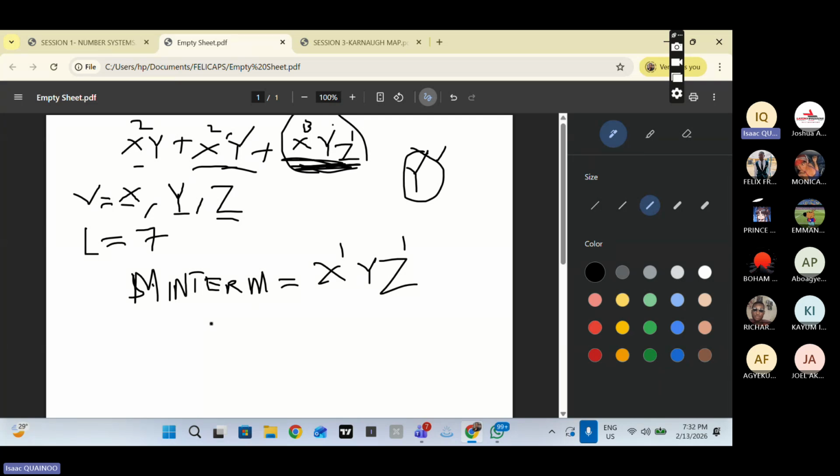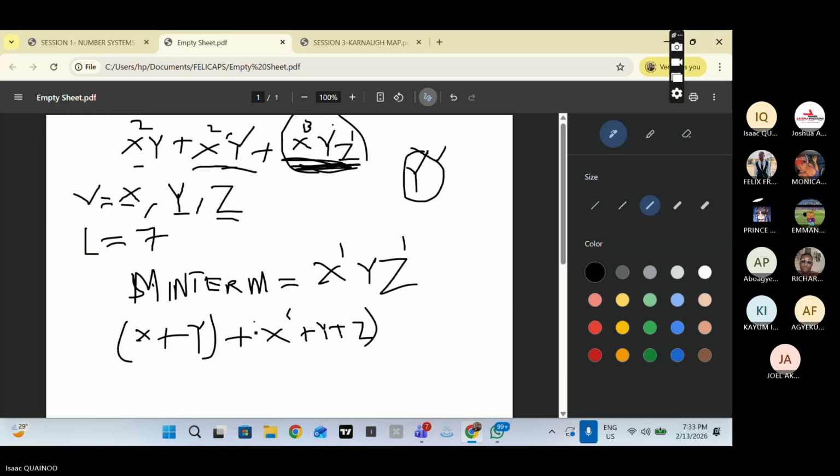And when we are talking about our max term, we are talking about a POS expression. Let me explain this. Let's say x plus y, times x bar plus y plus z bar, times x plus z.